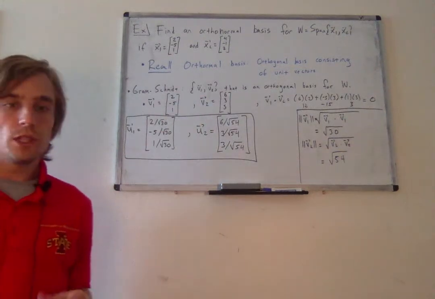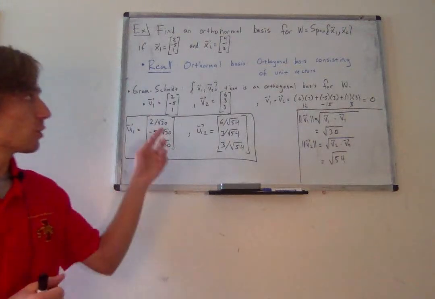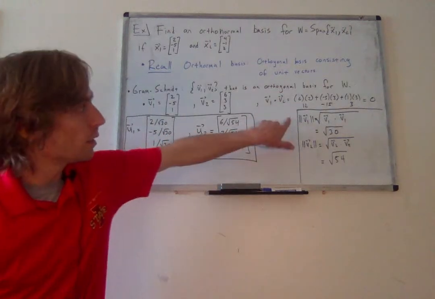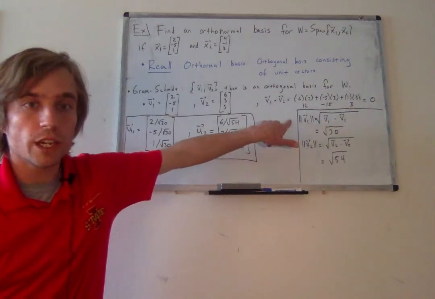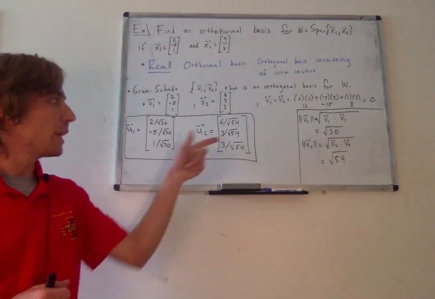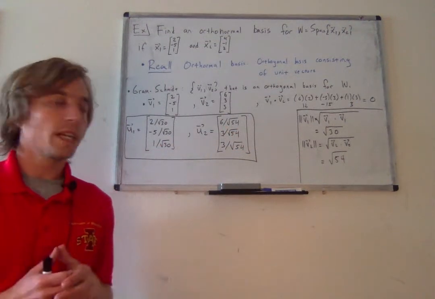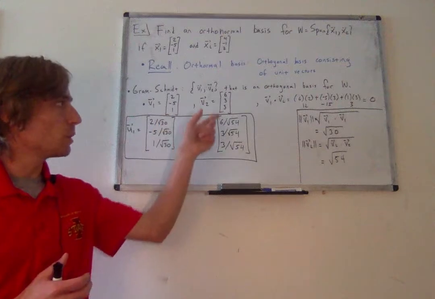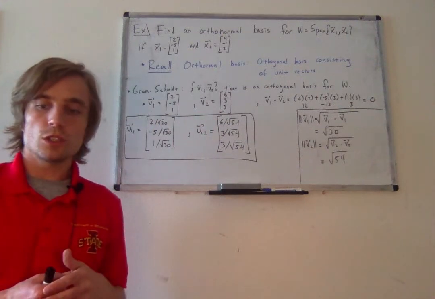In order to do this, we have to use the Gram-Schmidt process to first find an orthogonal basis, calculate the norms of each of those vectors, then divide through by the norms in order to get unit vectors that are ultimately just scalar multiples of our original vectors.